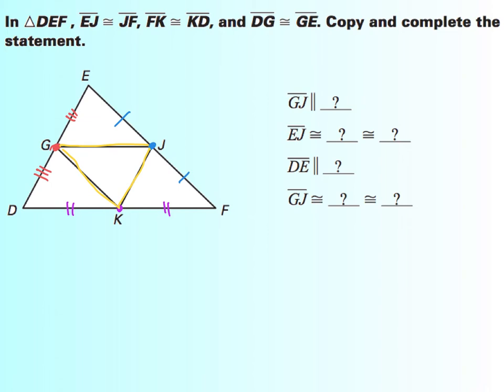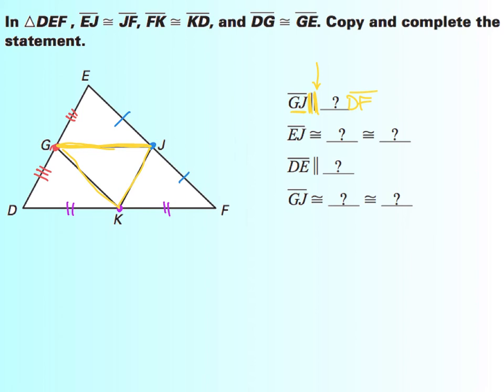So if I was going to say GJ right here, this segment, remember that marking right there, the little 2 vertical lines, means parallel. So what is it parallel to? Well, it's parallel to DF. You could say it's parallel to DK. You could have said it was parallel to KF. You could have said it was parallel to FD. There's more than one way to answer that.